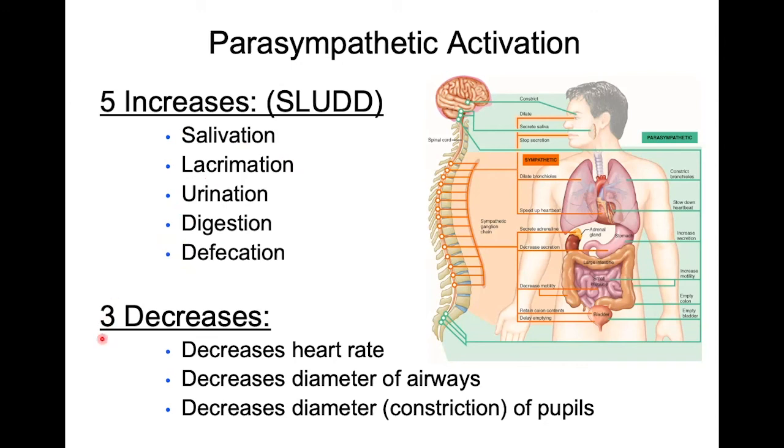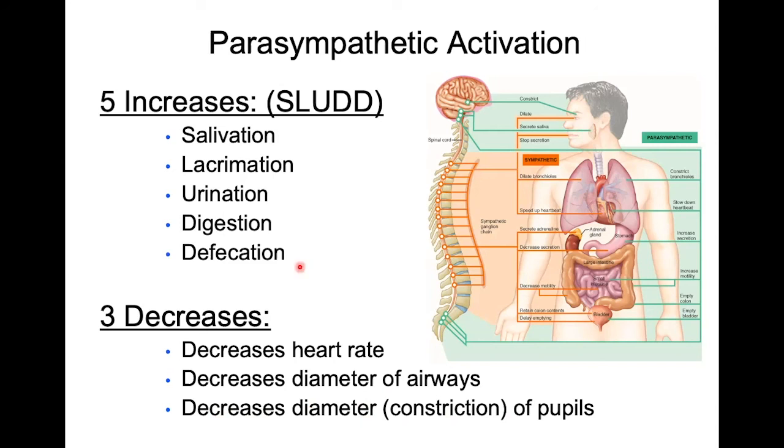Now, in contrast, when the parasympathetic nervous system is active, such as when you're resting and digesting, these following functions would all decrease. And so you would see a decrease in your heart rate, a decrease in the diameter of your airways, because we don't need as much oxygen getting into our tissues, and decreased diameter of the pupils, which is known as constriction, all right, because you don't need to take in as much visual information.